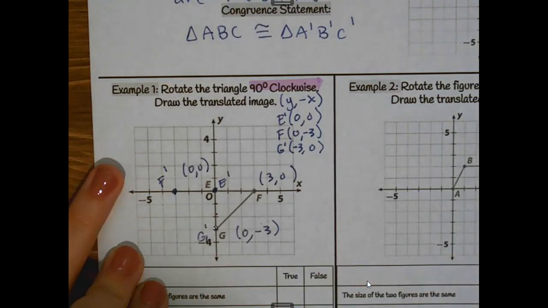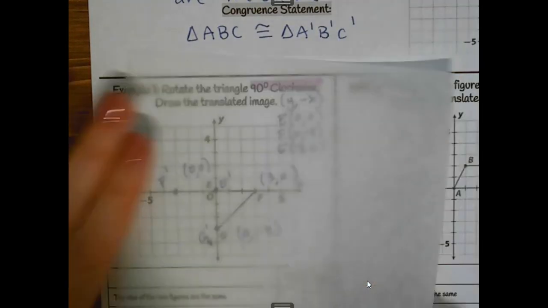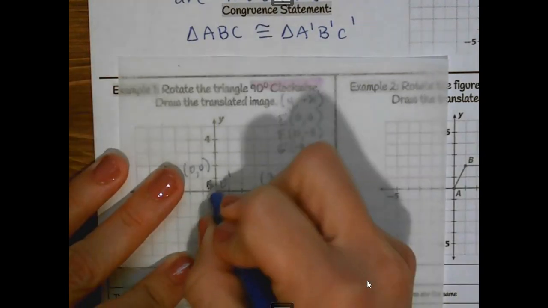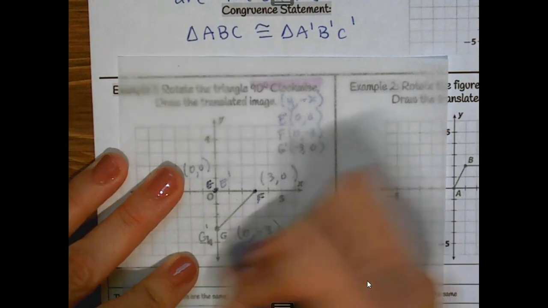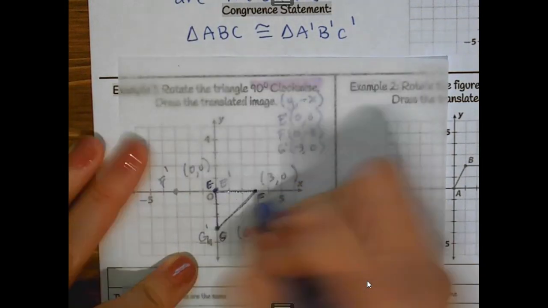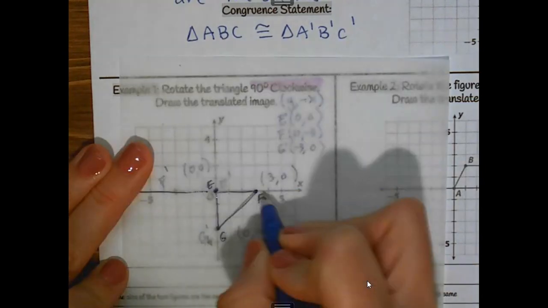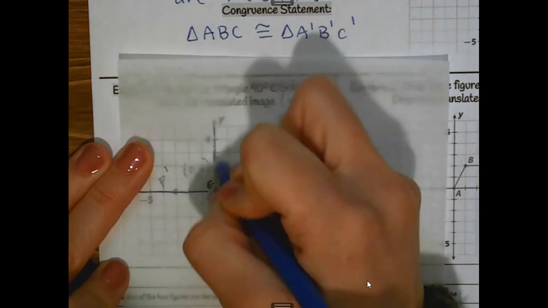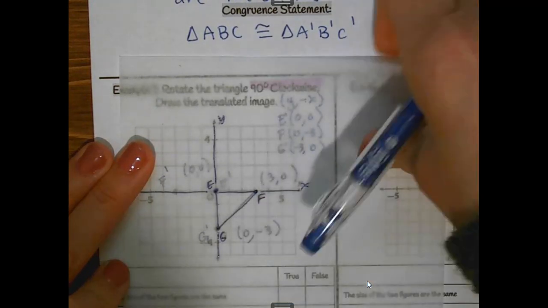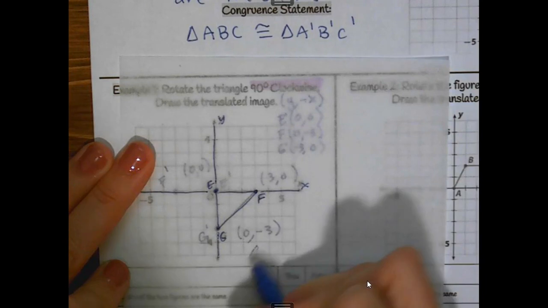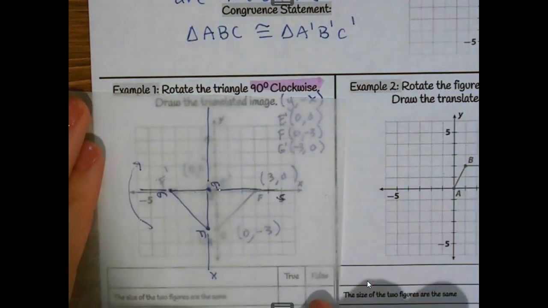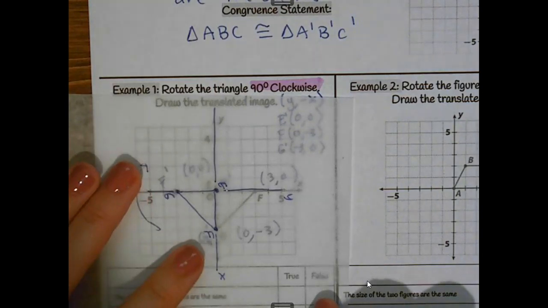Okay, so we're going to go ahead and take a look. Now, what would it look like if I were to use the patty paper? So I'm going to go ahead and label my points. Okay, and again, when you're using your patty paper, you want to do your X and Y axis as well. Okay, so I'm going to turn it 90 degrees clockwise. So I'm going to go in this direction, 1 quadrant over. Okay, so there we go.